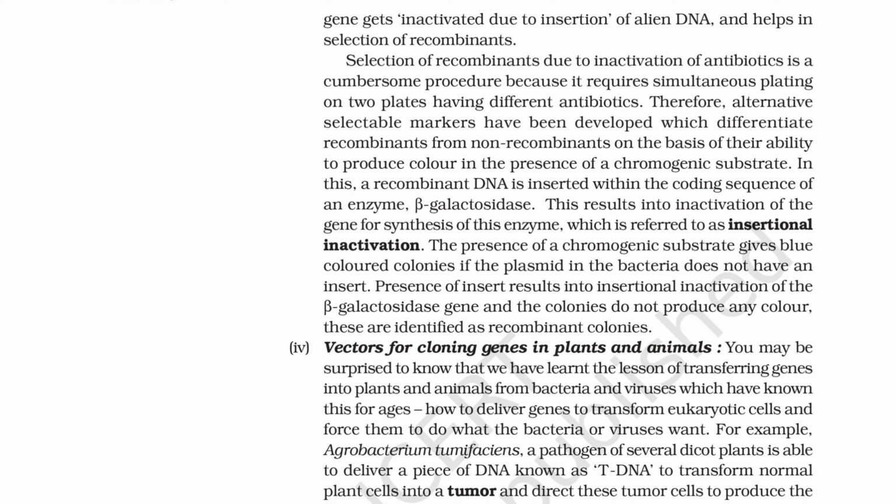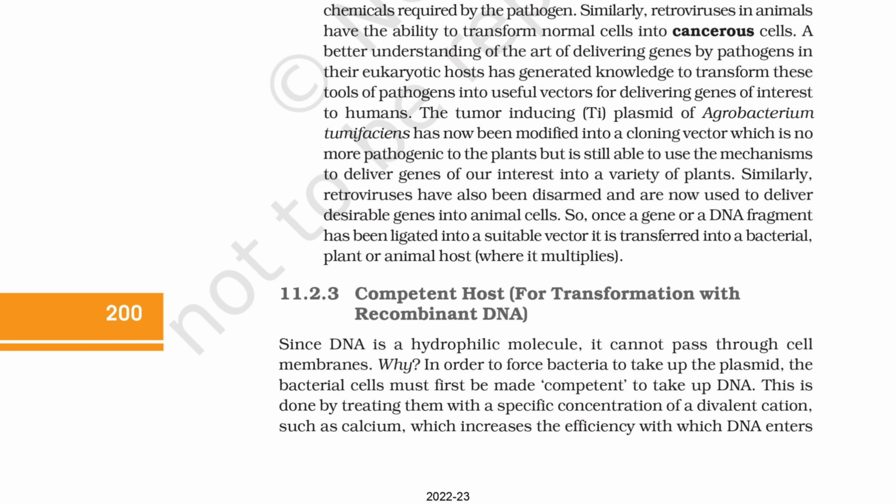For example, Agrobacterium tumefaciens, a pathogen of several dicot plants, is able to deliver a piece of DNA known as tDNA to transform normal plant cells into a tumor and direct these tumor cells to produce the chemicals required by the pathogen. Similarly, retroviruses in animals have the ability to transform normal cells into cancerous cells. A better understanding of the art of delivering genes by pathogens in their eukaryotic hosts has generated knowledge to transform these tools of pathogens into useful vectors for delivering genes of interest to humans.